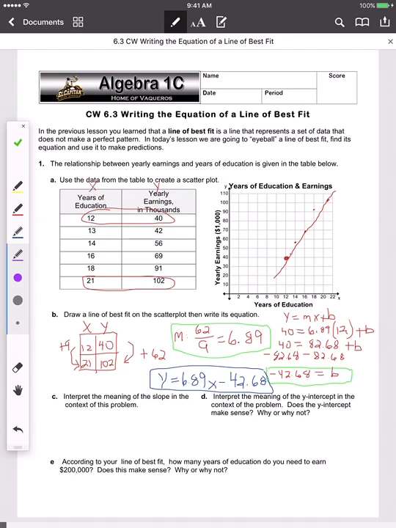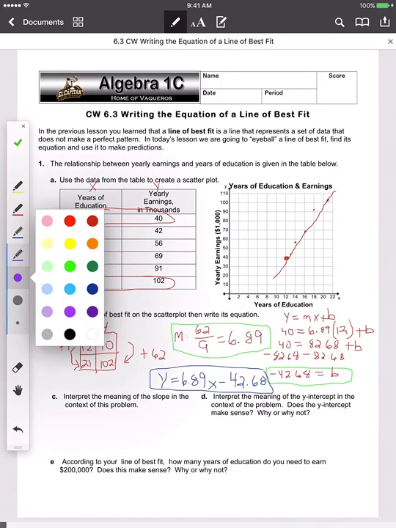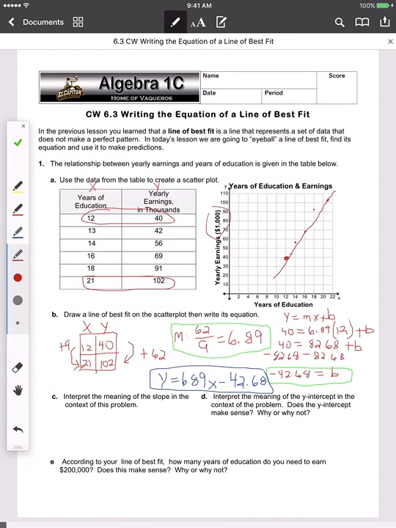All right, question C. Question C says, interpret the meaning of the slope in the context of this problem. So remember my slope was 6.89. The yearly earnings is on the y, and the years of education is on the x. I'm actually going to look at that as 6.89 over 1. So that means that approximately somebody makes $6.89 thousand. So remember, we're working with thousands here. So $6.89 thousand per year.